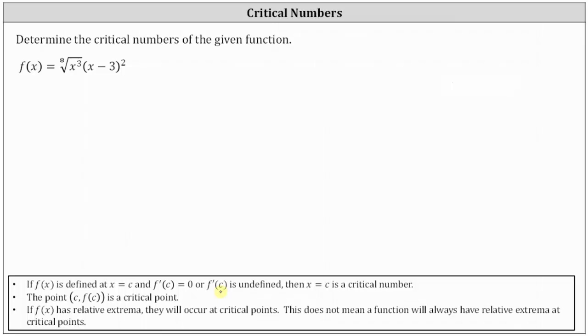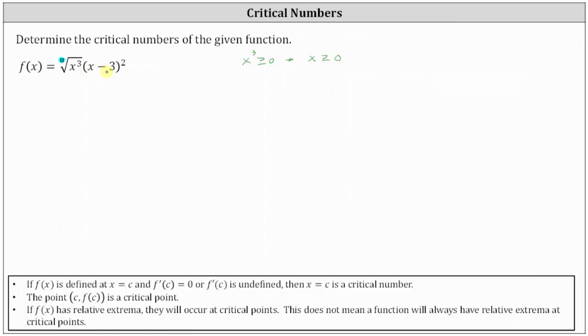And the reason we care about critical numbers is that if the given function does have relative extrema, they will occur at the critical numbers. Analyzing the function, it's important to recognize here the radical has an even index, which indicates the radicand must be non-negative, or in this case, x cubed must be greater than or equal to 0. And if x cubed must be greater than or equal to 0, then we know that x must be greater than or equal to 0.